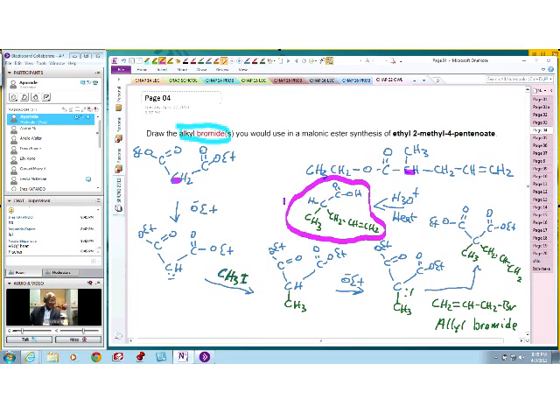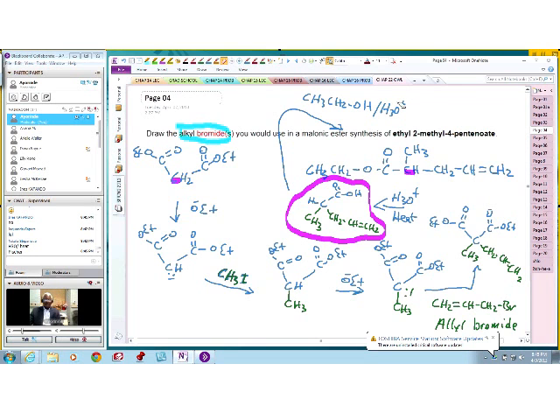Okay, Fischer esterification. Exactly, Fischer esterification. Excellent. So at this point, we will take this and react it with ethyl alcohol, because they want us to make an ethyl ester, in the presence of acid. So what have we done? We have finally got to this product right here.